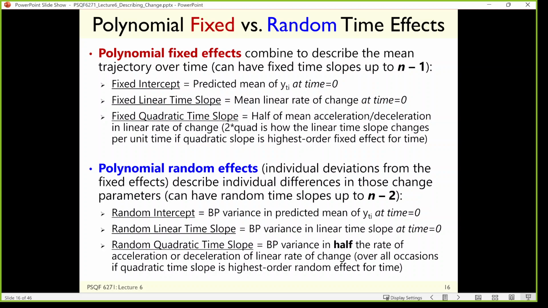All right, so once we add a fixed quadratic term, the fixed linear term becomes conditional on time 0. We're good with that?